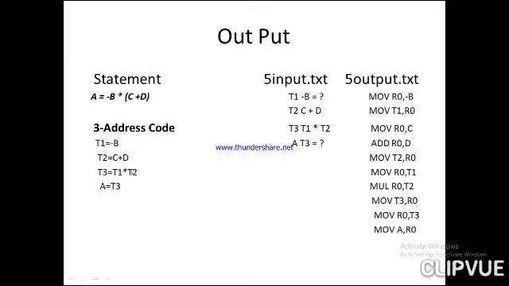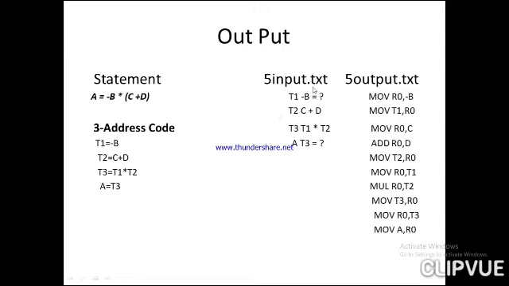But we are not storing it as T1 is equal to minus B, like that. In order to store it in the input file, we store it like this. Initially the first element is the result, the next element is argument 1, the next is the operator, and the next one is argument 2. That is how we store your 3 address code. 3 address code is not stored as it is.